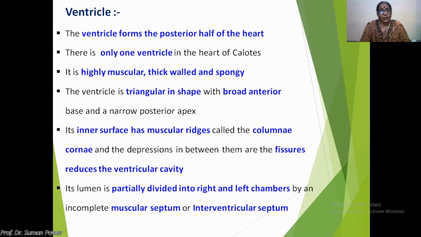Its lumen or cavity is partially divided into right and left chambers by an incomplete muscular septum called the interventricular septum, and that's why, due to this interventricular septum, the ventricle looks partially divided.